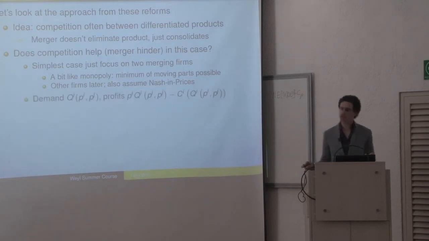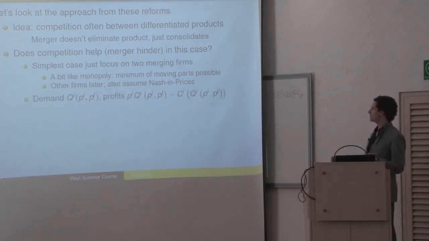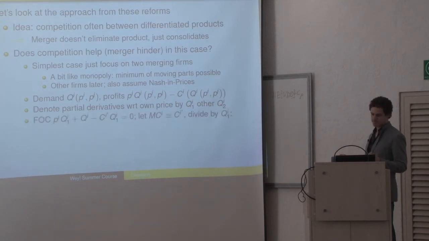OK, so imagine that each firm has a quantity which depends on the price of both of the firms. And let's assume that they compete in differentiated products, Nash in prices, like we talked about before. So the profits the firm earns are going to be price times quantity minus cost, right? And let's denote the partial derivatives of quantity with respect to the first price and the second price, that is, with respect to my own price and the other price, by Q_i1 and Q_i2.